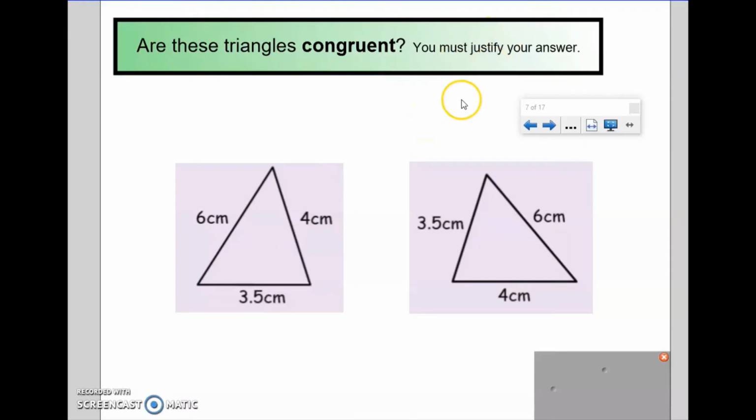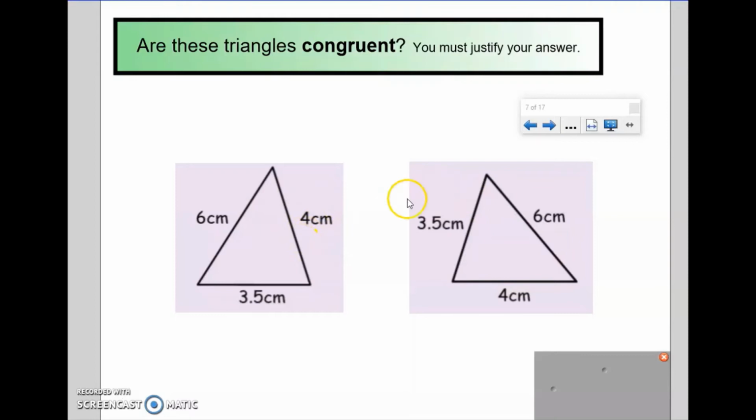The way we justify our answer is if we say they are congruent, we have to state one of the four proofs from the previous slide. That would be our justification. If we say no, they are not congruent, then we need to explain why it is not one of the proofs from the previous slide. So I'll work through a few questions so we get an idea of how to approach the question.